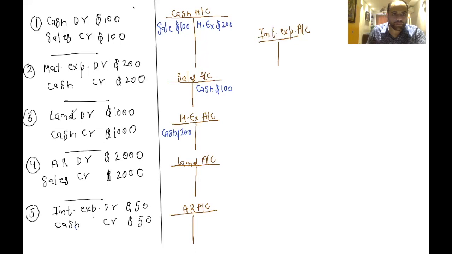Right. Next, land debit because of cash. Amount is 1000. Right. Cash credit because of land. Cash account credit because of land. Amount is 1000.